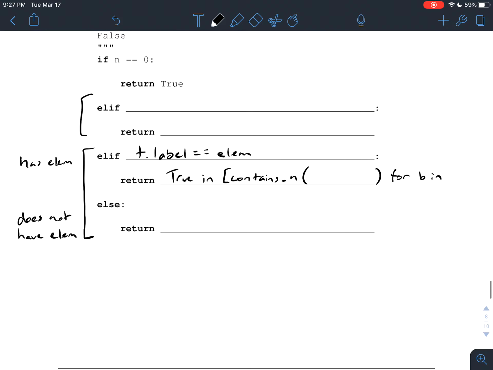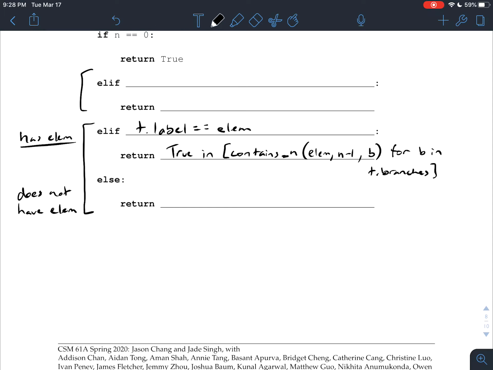For b in t.branches. Now the thing is, what should be the thing inside of this parentheses? Well, we are still looking for elem. Now, since we've found one instance of elem according to this assumption right here, we say, oh, we're only looking for n minus 1 more instances of elem. And we are calling this on the branch rather than on the tree. So our parameters are elem, n minus 1, and b.